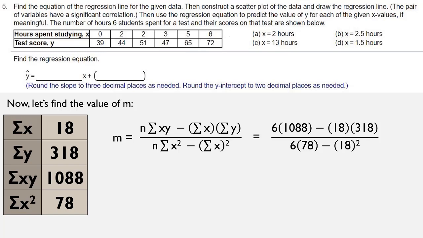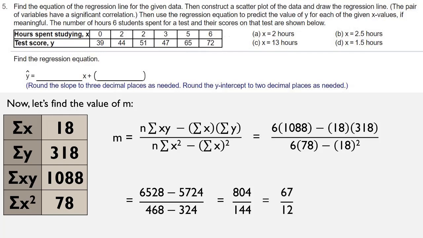We do these 4 multiplications. 6 times 1088 is 6,528, minus 18 times 318 is 5,724. 6 times 78 is 468, and 18 squared is 324. We do these 2 subtractions, and we get 804 over 144, which reduces to 67 over 12. So that is our slope value. They want it in decimal form, rounded to 3 places. So when we round that off to 3 places, we get 5.583. So that's the first part of our regression line equation.